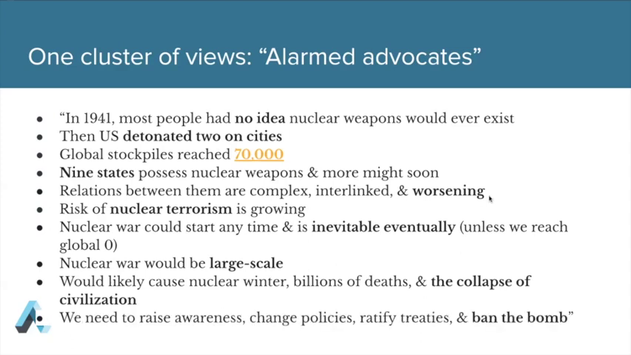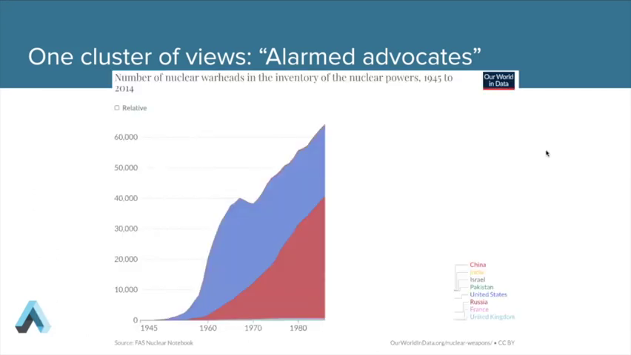So therefore, in light of all this, we need to raise awareness, change policies, ratify treaties, and ultimately ban the bomb. And there is indeed a treaty on the prohibition of nuclear weapons that has passed. It is now in force, though no nuclear armed states have signed it. So that's one perspective. And this perspective has a lot of ingredients to it, a lot of pieces.